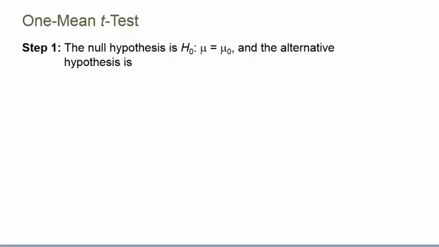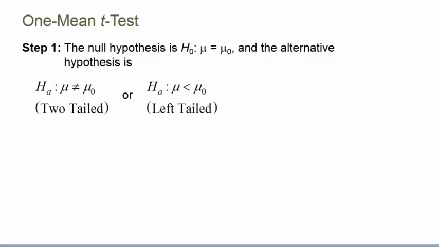Step 1. The null hypothesis is H0: mu equals mu sub 0, and the alternative hypothesis is H_a: mu does not equal mu sub 0, two-tailed, or H_a: mu less than mu sub 0, left-tailed, or H_a: mu greater than mu sub 0, right-tailed.